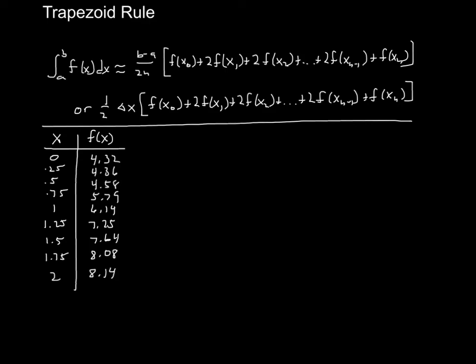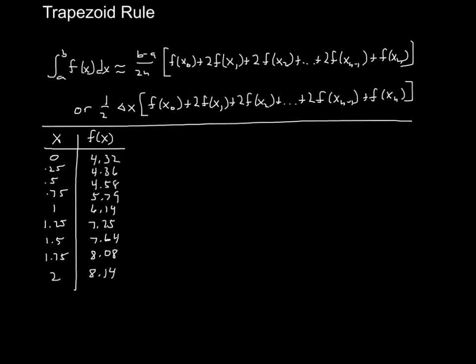The one thing you do have to have is a regular partition to use this version of it. You can go through and use the trapezoid rule, finding the area of each individual trapezoid and adding them up, like we did on the previous one. You could do that process even if the partition had different widths, if it was not a regular one. But to use this form right here, we do have to have a regular partition.